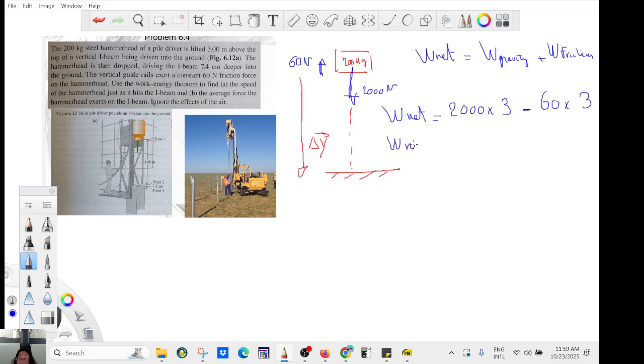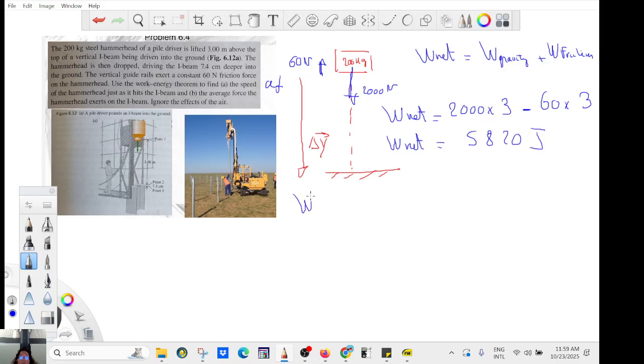So the net work equals... did you get that? So the first part is easy. Gravity is helping, making it go faster. Friction is slowing it down. Or you can say the net force, there is an acceleration, so the net force times the displacement. And it's accelerating down, so the net force has to be down.